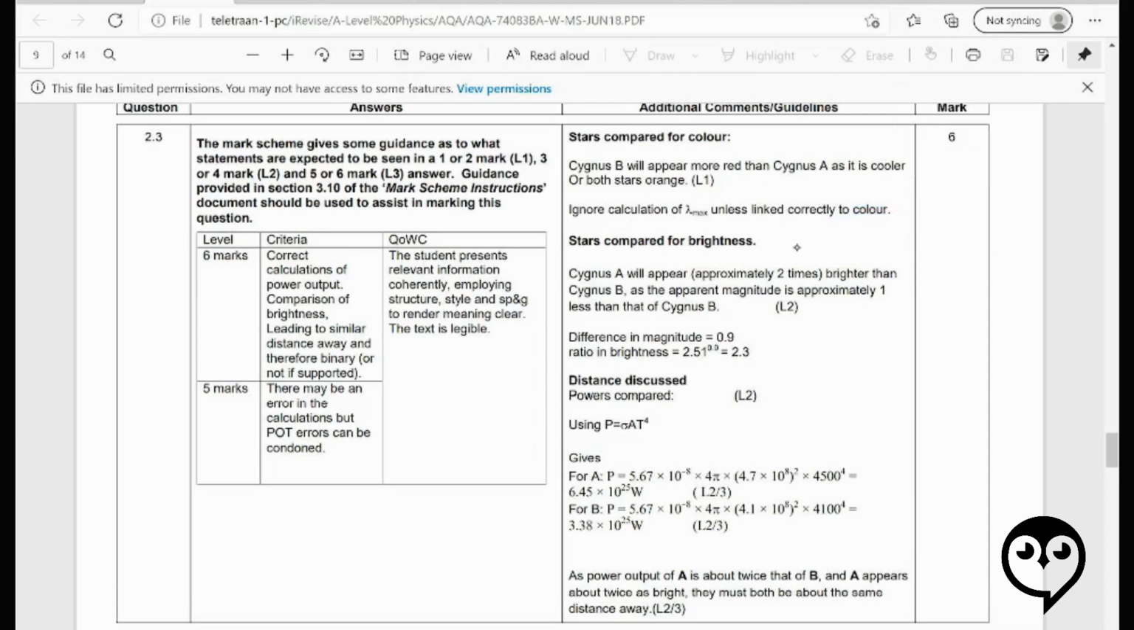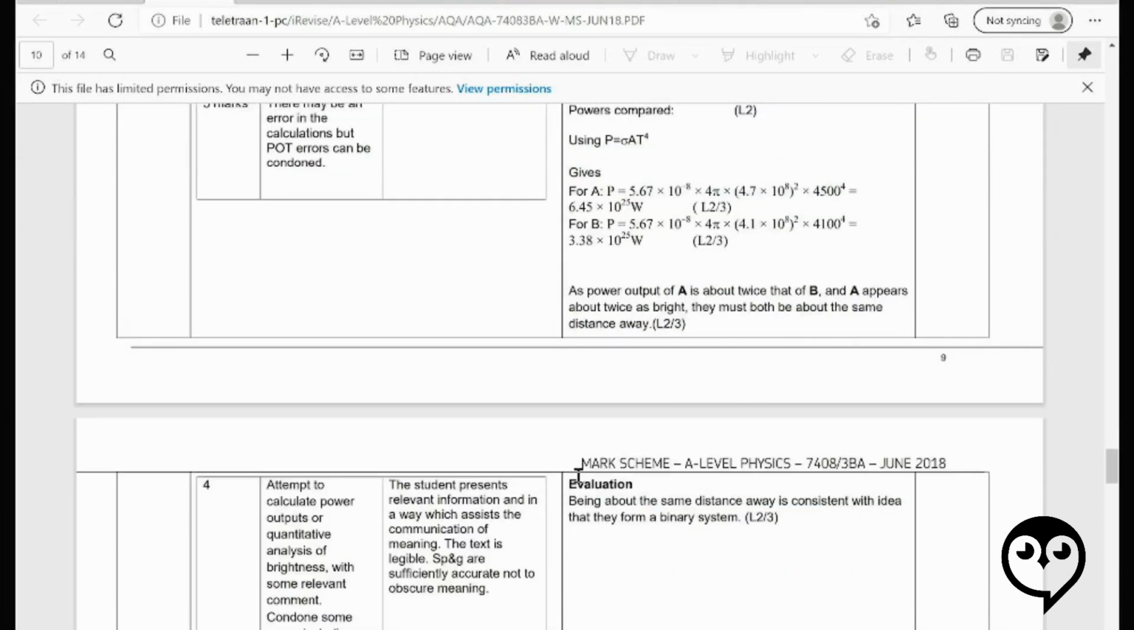Okay, we've compared the brightness. As I said, they've got this difference in magnitude, and then from there you can figure out what the ratio in brightness is. They say it's 2 times as bright because the apparent magnitude is about 1 less, right? Yeah, 0.9. So if it's 1 less, it's supposed to be about 2.5 times brighter. I mean, you don't even really need to do the calculation, but there it is. When you plug into Stefan's law, you get, again, like I said, about twice as bright. And just the last bit, we've said they have to be about the same distance away, and so you can say, therefore, yeah, they're a binary system, which we did.